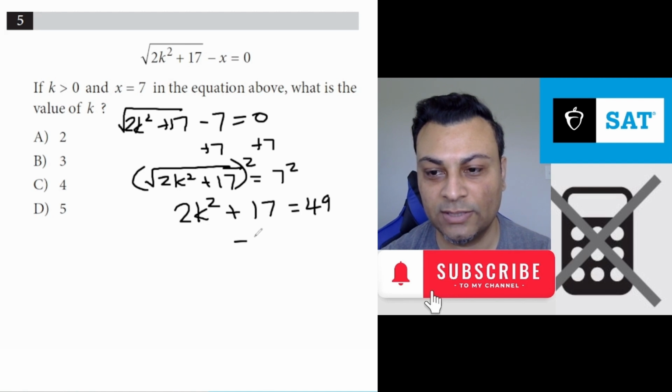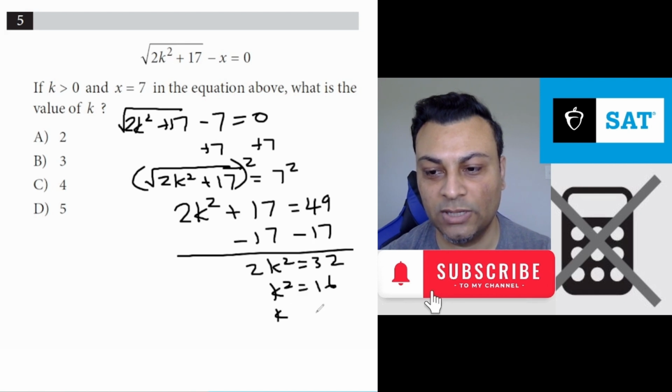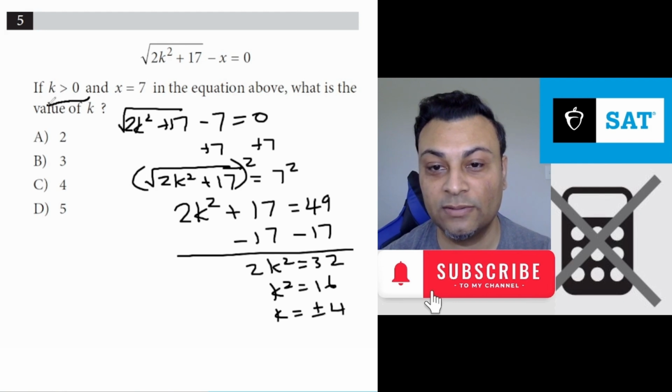You subtract the 17 on both sides. You get 2k squared equals 32. Divide by 2, k squared is 16. So k would be plus or minus 4. However, k is positive, so k is only 4. So the answer is C.